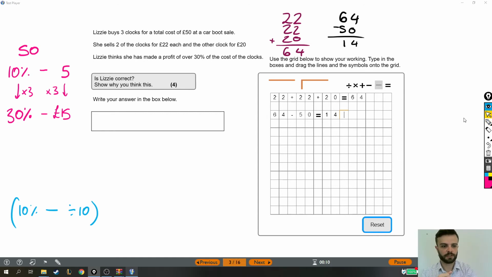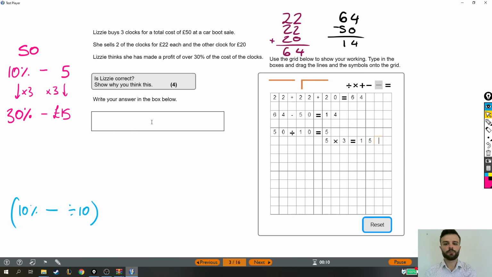But before we put that answer in, let's just make sure we've shown all of our working out. So can I put a percent sign in? No, it's not going to let me. In which case, I'm just going to say that we did 50 divided by 10, and that found us 10%, didn't it? That equaled 5, and that's our 10%. And we then took that 5, multiplied by 3, equals 15, and that's what a 30% profit would have been.